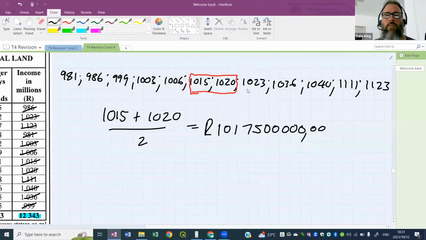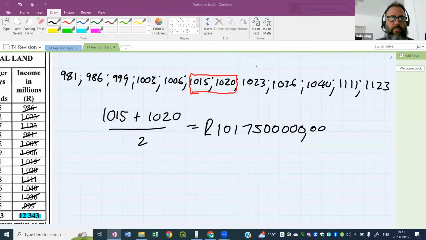Yeesh, guys, I'm confused now. 1525. Where is 1525 coming from? I don't know. You're confusing me with that number. Let me know where the 1525 comes from. 1017. Yes, 1017,5. That's it.